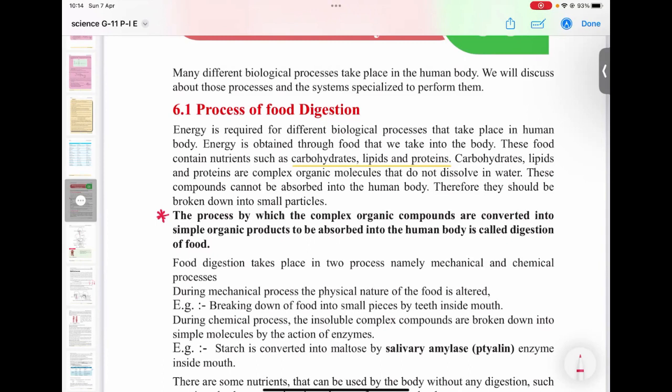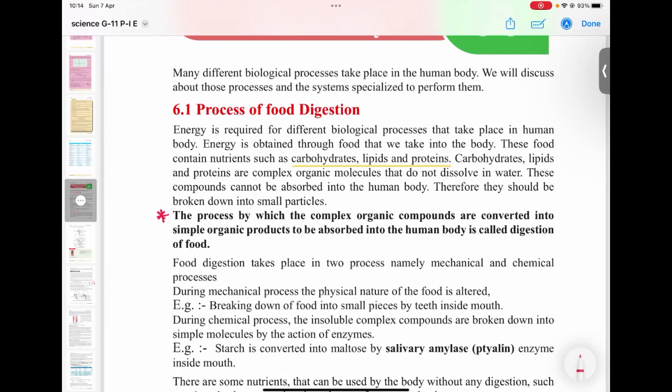If something is happening in our body, we should know why. Otherwise, it's no use, right? So we should know why. Here the organic compounds are big. They cannot be taken into our cells. Also, they are not soluble, so they cannot be diffused into the body. So we just break them down into simple things so that they can be absorbed into our human body.